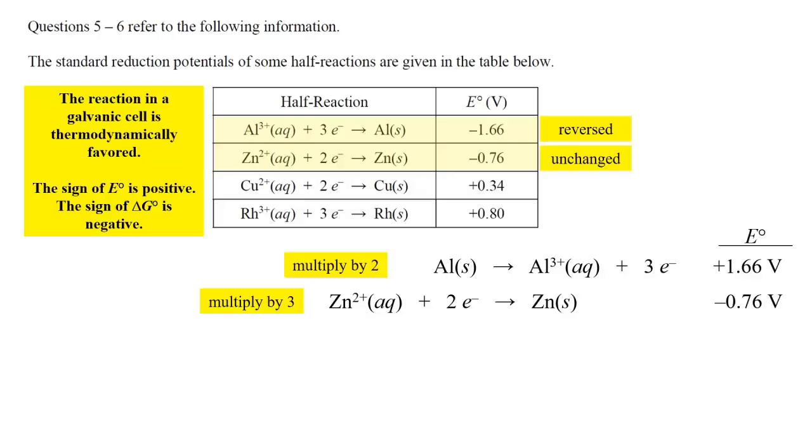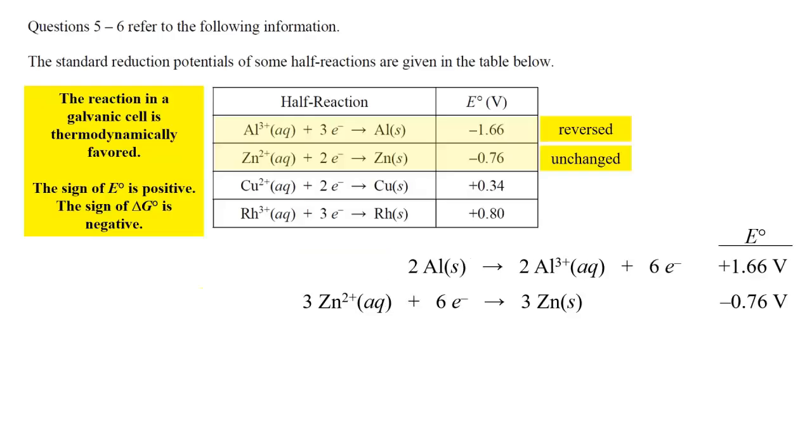So aluminum will be 2, 2, and 6 for the coefficients from left to right, and zinc, it will be 3, 6, and 3. But notice I didn't change the values for the cell potential. Now I can add these two half reactions together, and the 6 electrons on the left can be crossed off with the 6 electrons on the right.